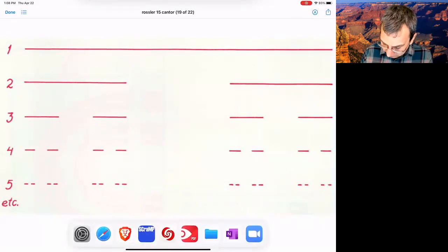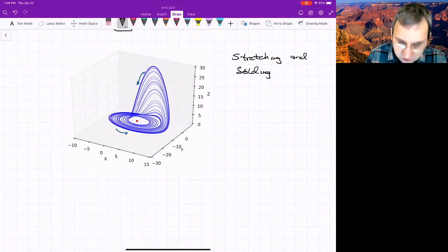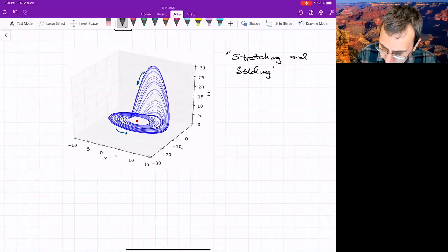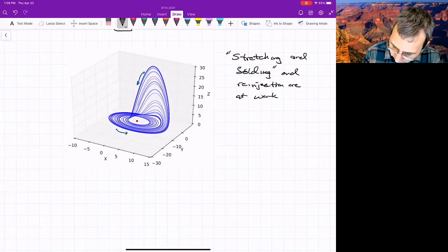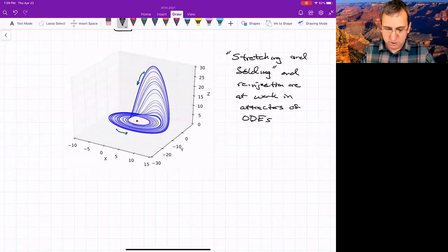This stretching and folding, that's the engine. And then re-injection is sometimes implied. You'll see this phrase, stretching and folding, quite a bit. So these are at work in attractors of ODEs. And maybe you see the connection with maps. What I was doing, the pastry map, was literally a map.